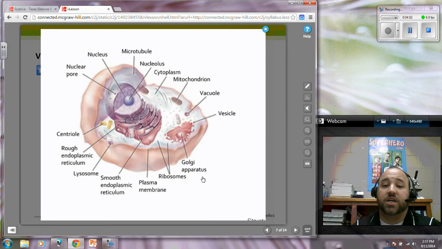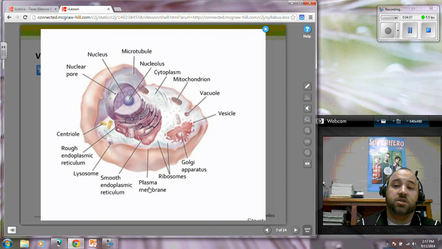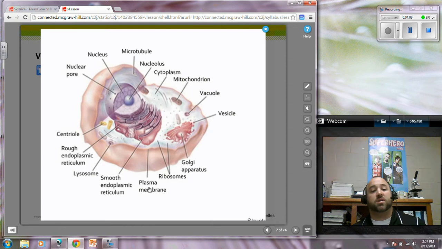Golgi apparatus packages and delivers things across the cell. Ribosomes do multitudes of different functions. Plasma membrane makes up the entire cell. Your smooth endoplasmic reticulum helps build your carbohydrates and lipids for structural purposes or storage purposes at sometimes.